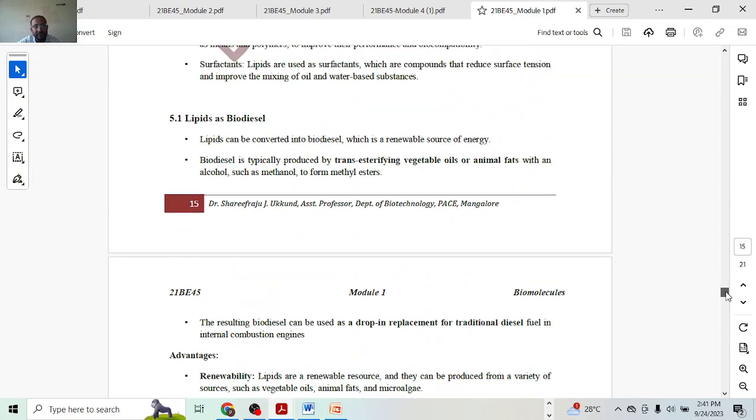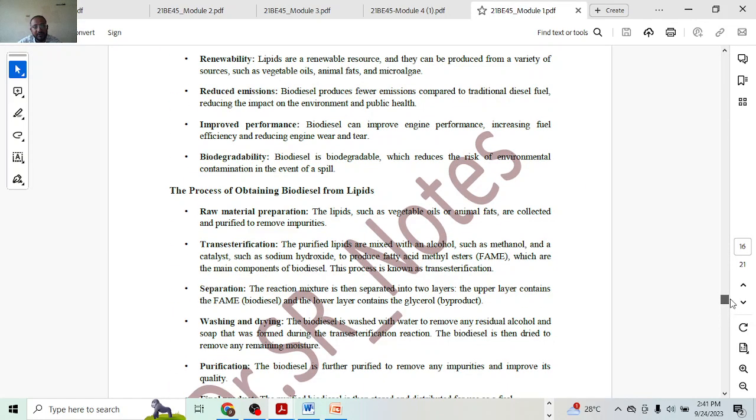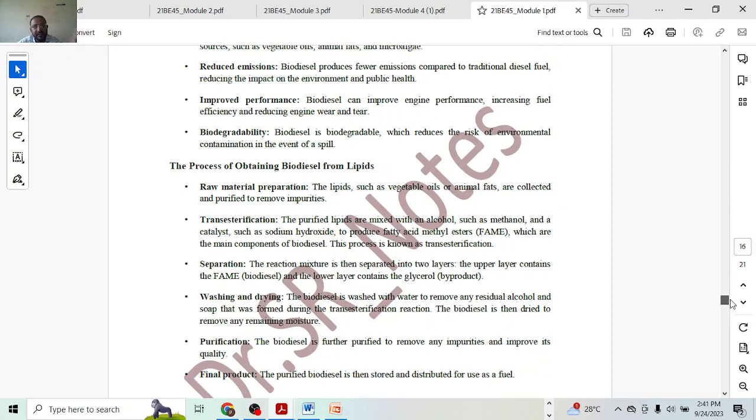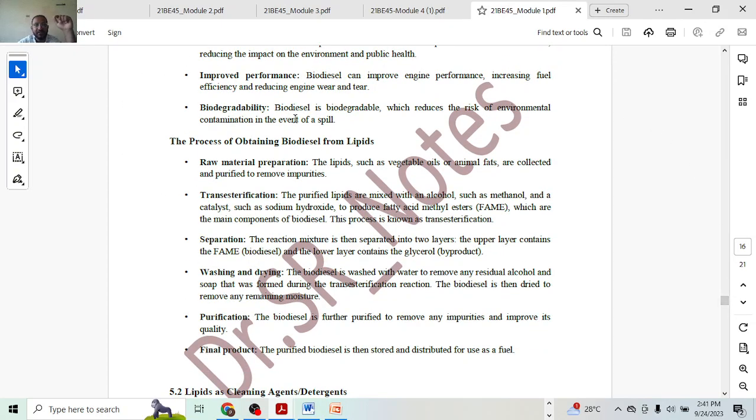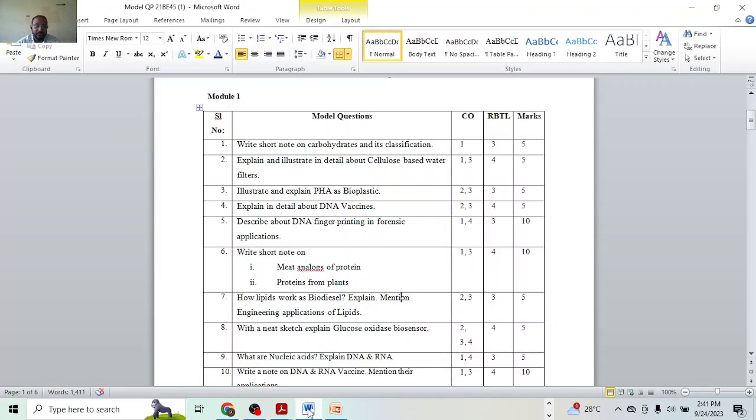So here when lipid as a biodiesel is there, you start with here. You can give the definition, but you write how it works, advantages and the process, what are the processes of obtaining the biodiesel from lipids. This might carry very important marks, that might be the major 2 or 3 marks, and the rest of the other things might get you 2 marks.